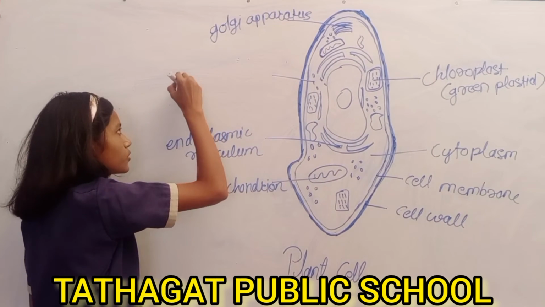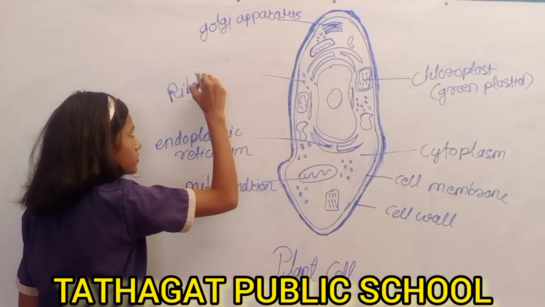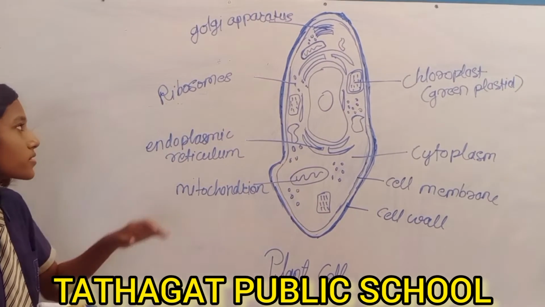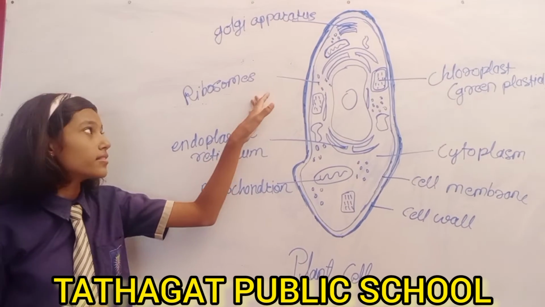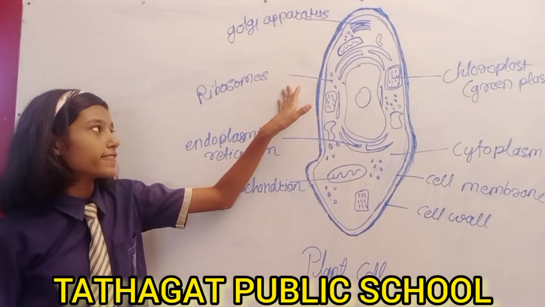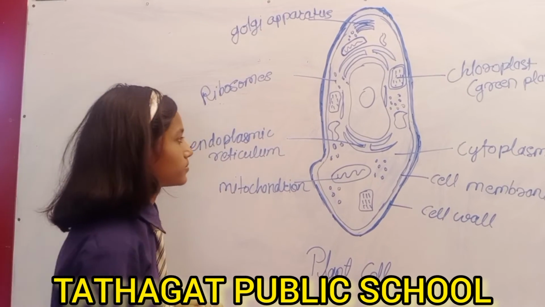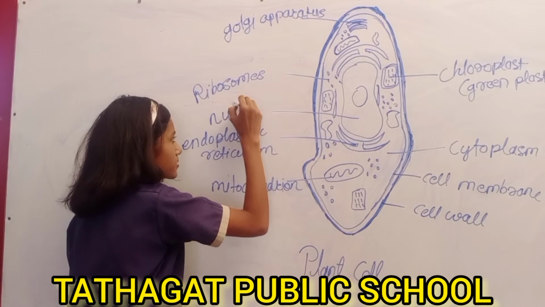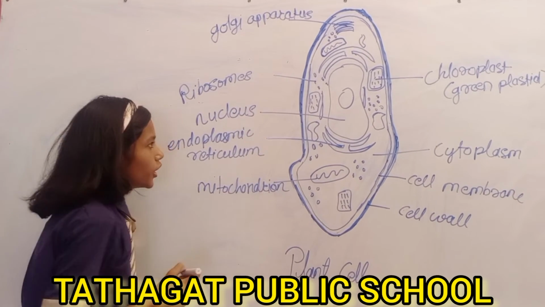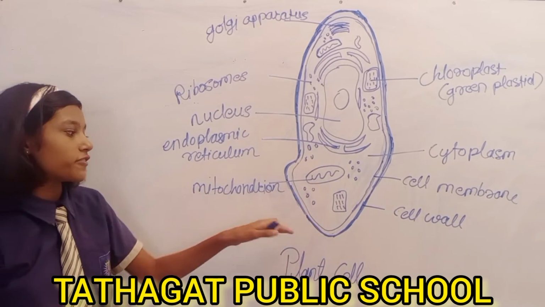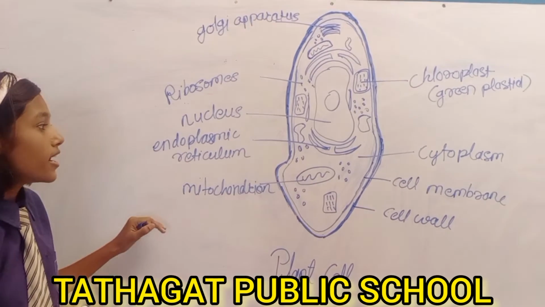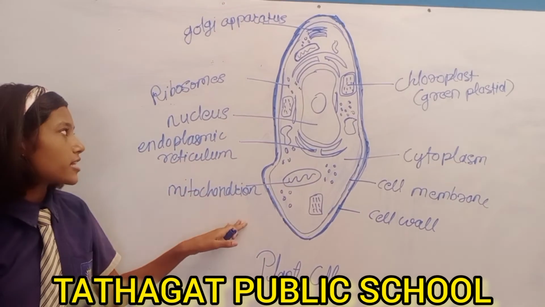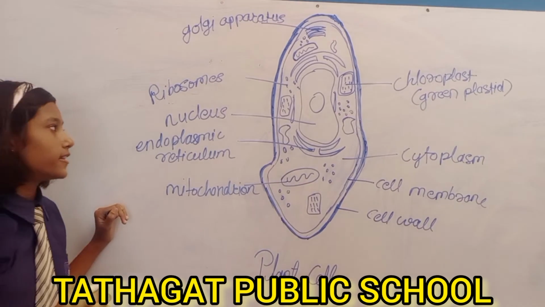This is the ribosomes. The function of the ribosomes is to provide synthesis of proteins for the cell. This is the nucleus. Nucleus is a spherical-like structure which is present in the center of the cell, surrounded by the cell cytoplasm, and it is also known as the control center of the cell.